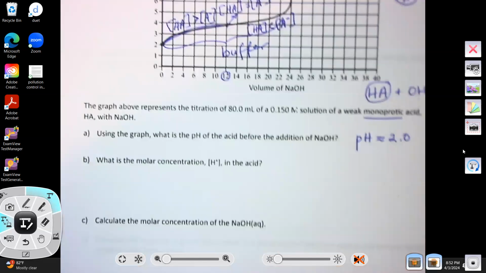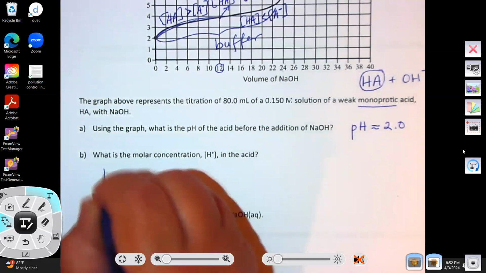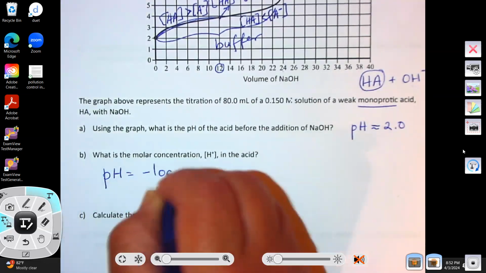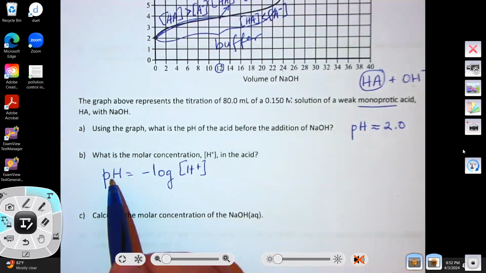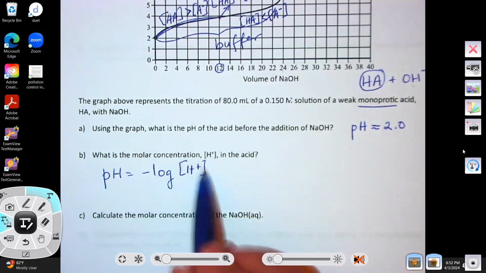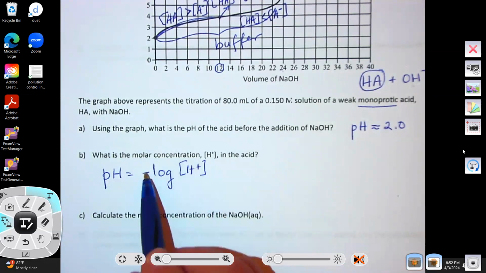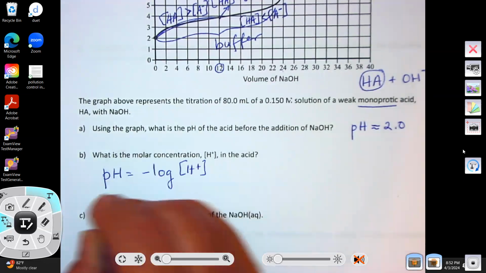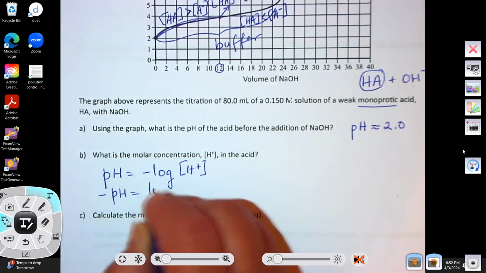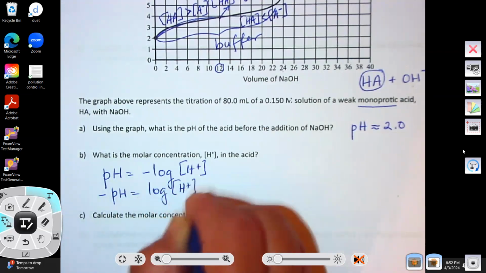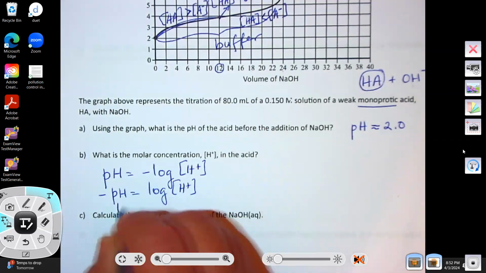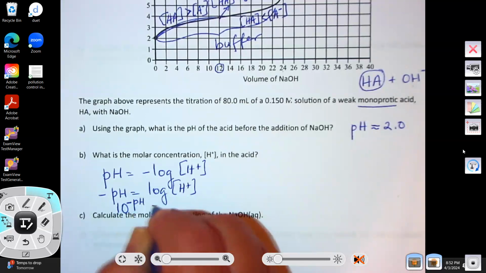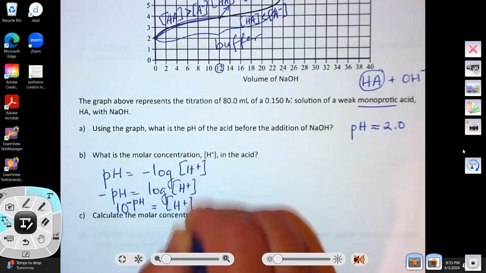So how do we get the concentration of the hydrogen ion in the acid? You guys remember that pH is equal to the negative logarithm of the concentration of the hydrogen ion. Well, we do have the pH, but we don't have this. This is what we're looking for. So to solve this equation, we need to first multiply both sides by -1. So we get minus pH equals log of the concentration of the hydrogen ion. And then we need to use the function that is the opposite of logarithm, which is 10 to the x. So we're going to have 10 to the minus pH equal to the concentration of the hydrogen ion.